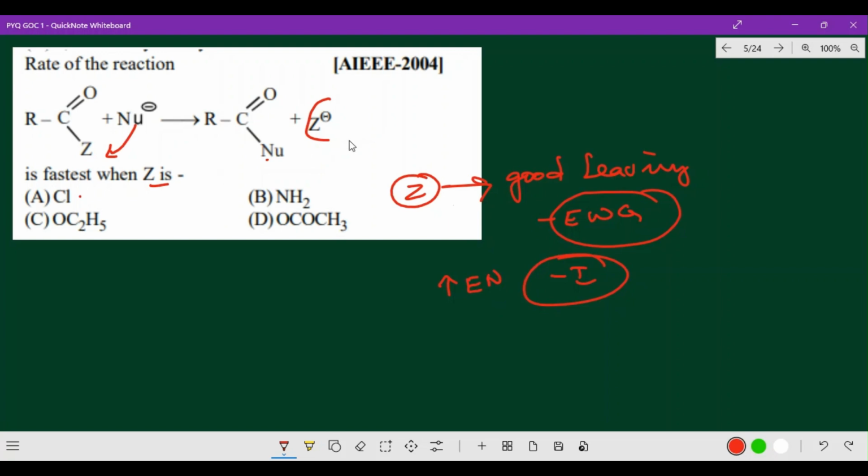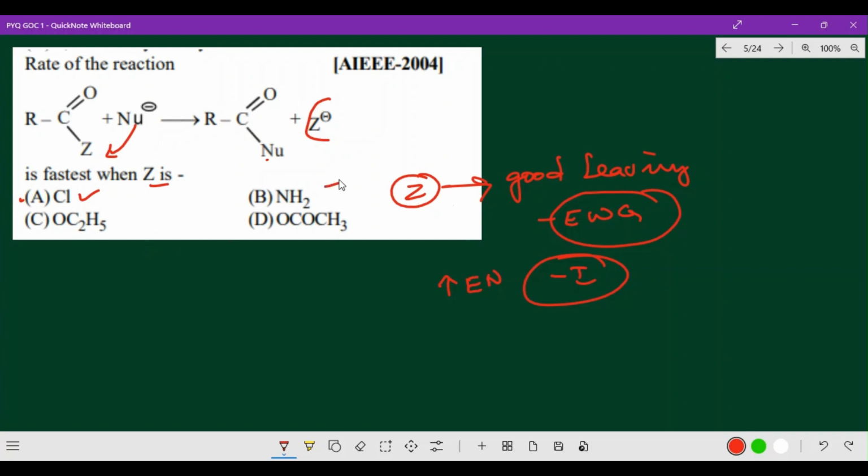So naturally you will get that idea. Among these, of course, Cl has more electronegativity comparatively. Next, of course, it is an electron withdrawing group comparatively, and it is a good leaving group. So this is the Cl. It is actually the correct option among all of these.